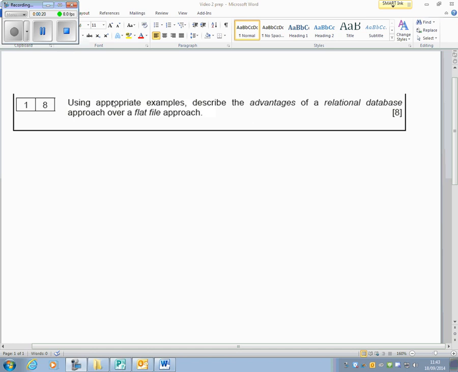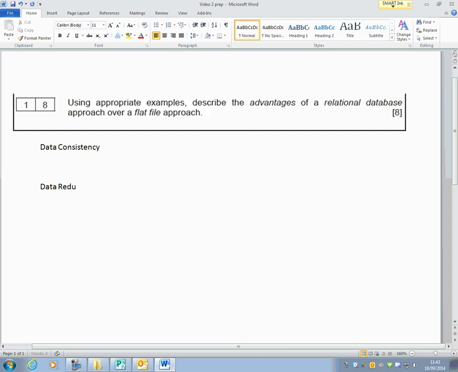They're looking for 3 definitions, which are data consistency, data redundancy, and data independence. Now, in previous years, they've asked for data integrity, but they've taken that off the mark scheme. And because this is an 8-mark question, they're now looking for something else as well, which is that a relational database is more secure than a flat file. So you're going to talk about security and you're going to discuss hierarchy of passwords.